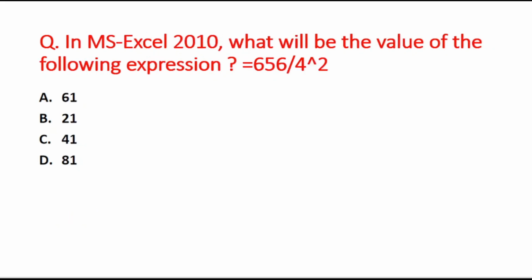Next is in MS Excel 2010. Here again an expression is given, that is equal to 656 divided by 4 raised to power 2. So 4 raised to power 2 means 16. So 656 divided by 16. When you divide that number, then you get 41 in the answer. OK, so option C is the right answer.